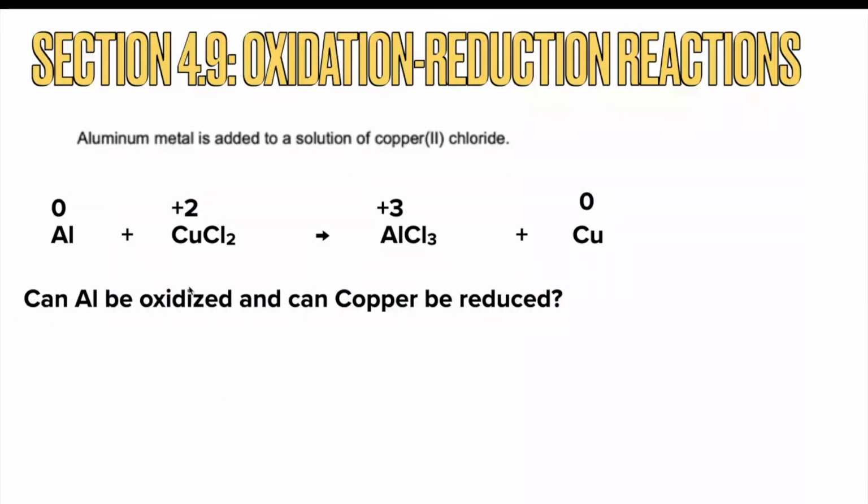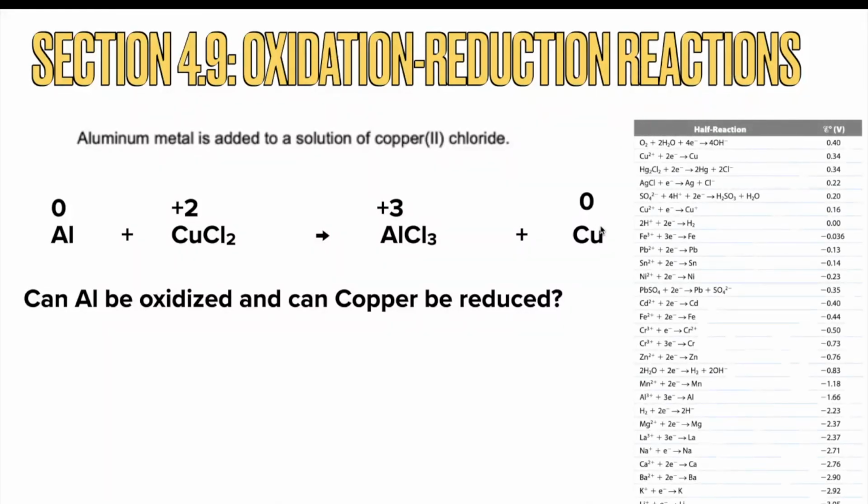So the question we have to ask ourselves is, can aluminum be oxidized and can copper be reduced? So aluminum is going from 0 to +3. It's increasing its oxidation state. That means that it is being oxidized. +2 to 0, it's being reduced.